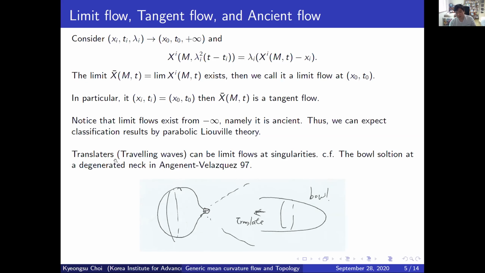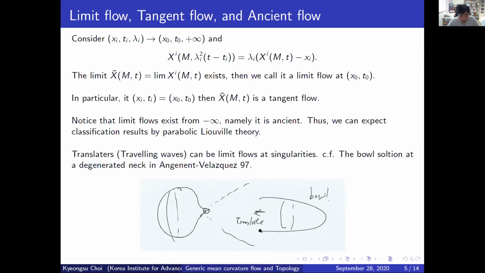Otherwise, in general, some PDE people say this is a traveling wave. For example, there is a certain translator, the so-called bowl translator. There is this kind of rotationally symmetric hypersurface which translates with unit speed by the mean curvature flow. This is just a traveling wave, but we call it a translator. And actually these translators can be the limit flow at a singularity.